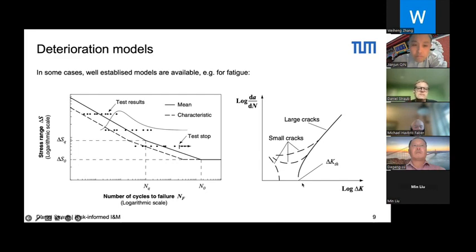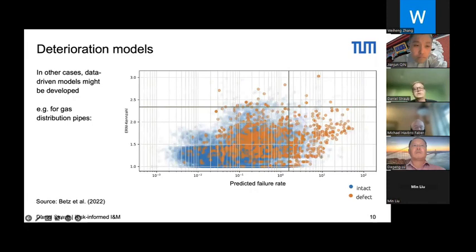These are relatively well-established models, but even for fatigue, when we look at really predicting the performance, not in the lab, but in the real structure, I must say that we still have relatively poor models. But for sure, they are stochastic. An alternative, which in some cases can be developed, in particular now that we have more opportunities to do that, is to use data-driven models.